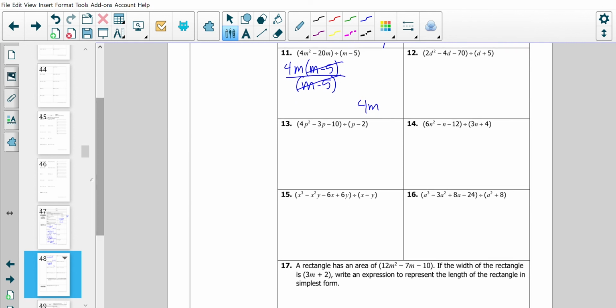You can take out a common factor. Nope. No, you can't. You cannot divide 3 by 2. We did flip it. Oh, I'm looking at the wrong one.